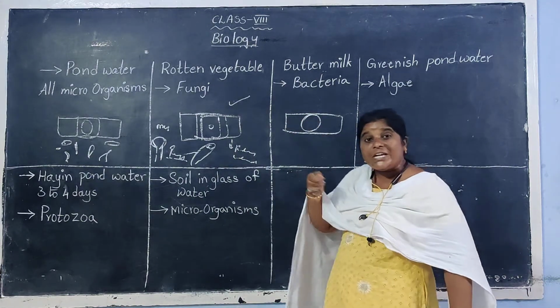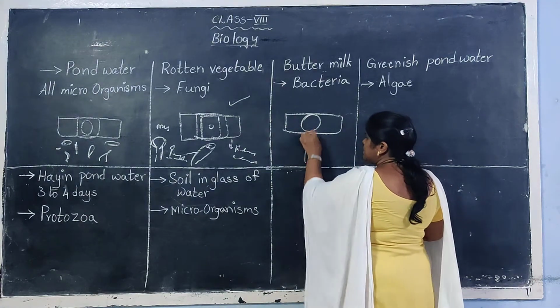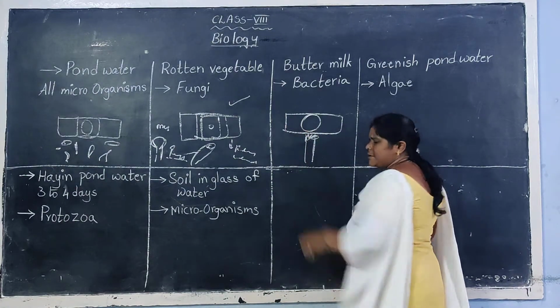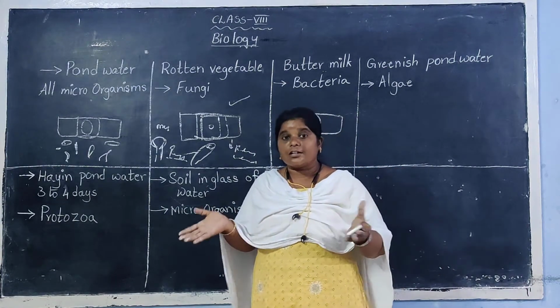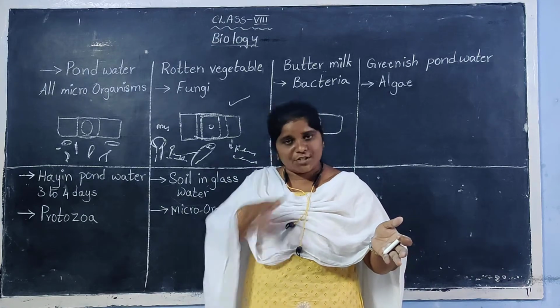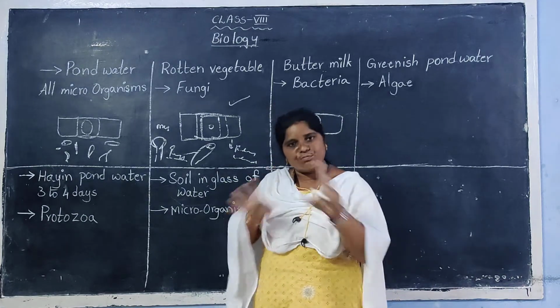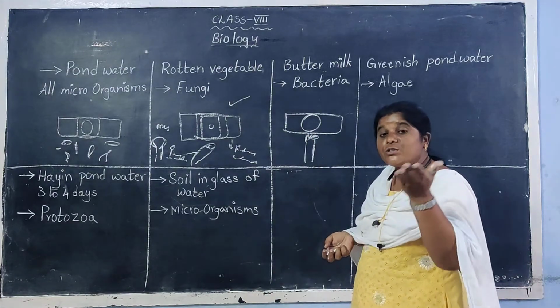Now we have to heat this buttermilk on a Bunsen burner or a spirit lamp. Anything else you can take. You should heat it, you should not burn it. There is a lot of difference between burning and heating. Heating is a slight warming, burning means setting it on fire. Okay, so we are going to heat it.